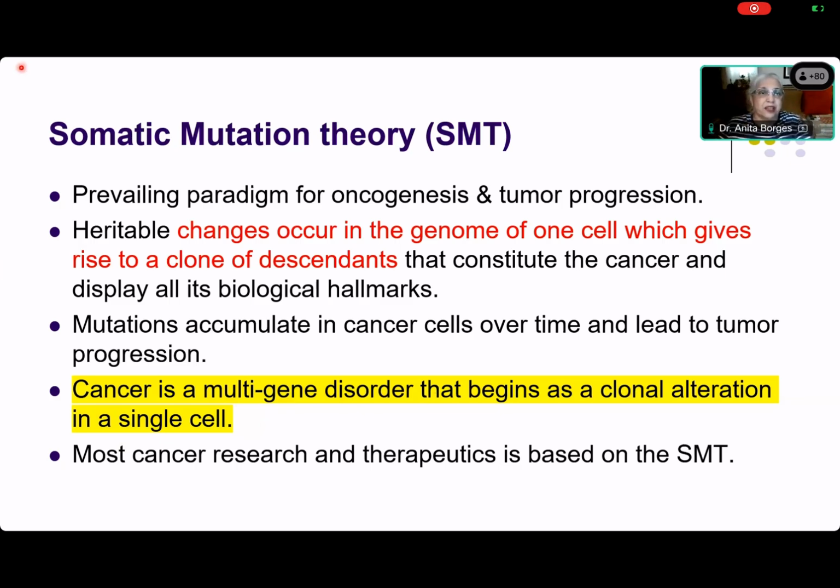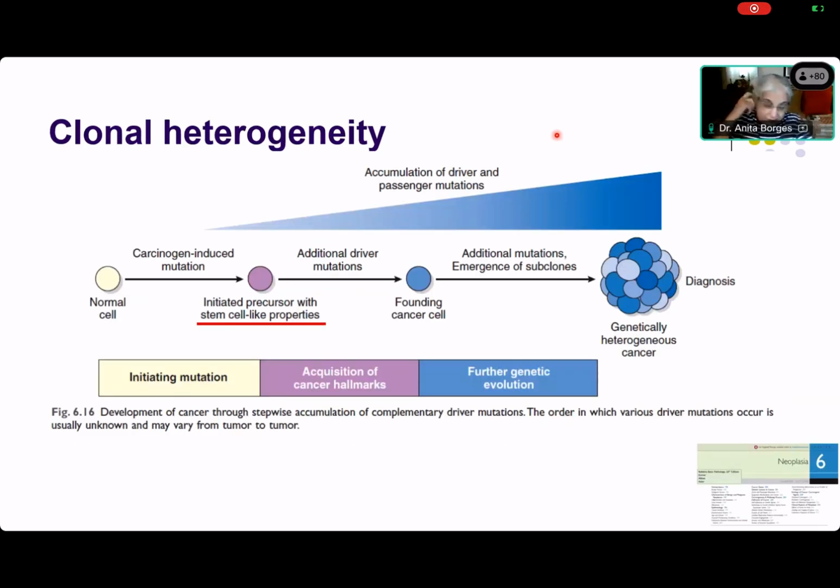That is, in essence, the paradigm that most people believe, and certainly most cancer research and therapeutics is based on this somatic mutation theory. Find an abnormal gene and target it. Find more than one abnormal gene and target it. Whether you use targeted therapy or you just target the DNA and kill the cell, that is what the somatic mutation theory is all about. I don't need to show you this; it is a very iconic diagram in your Robbins. You have a normal cell. According to that, a carcinogen or otherwise induced mutation, you get initiated, meaning this is the cell in which that mutation has taken effect. And that precursor has stem cell-like properties, as you heard in the hallmarks.